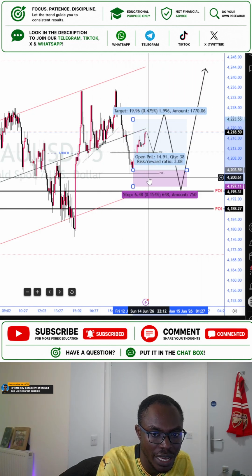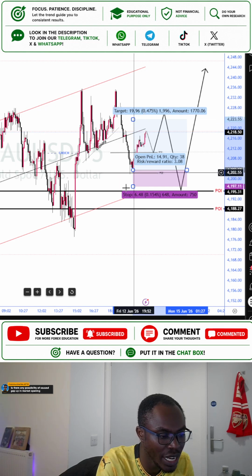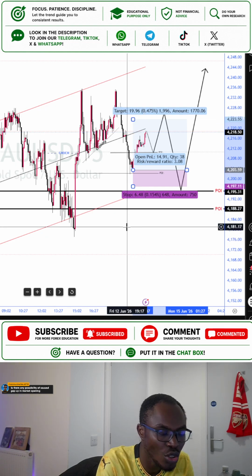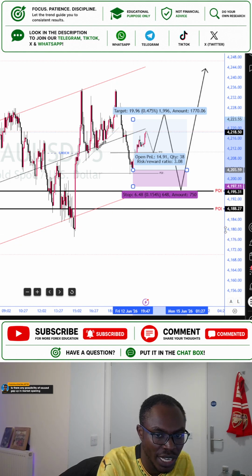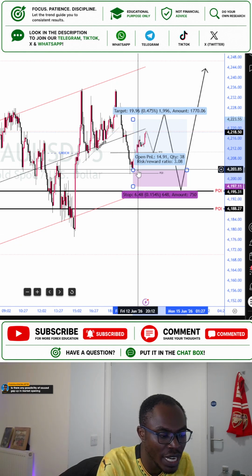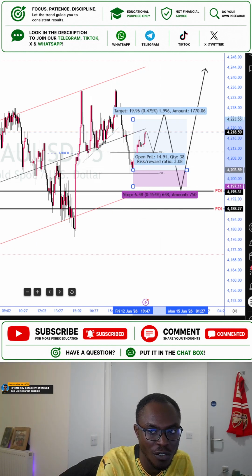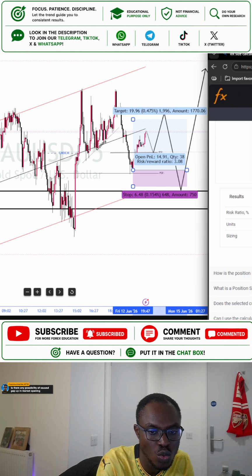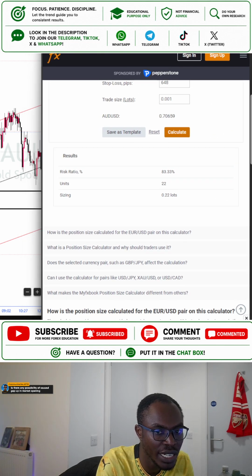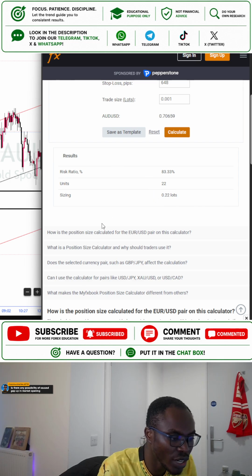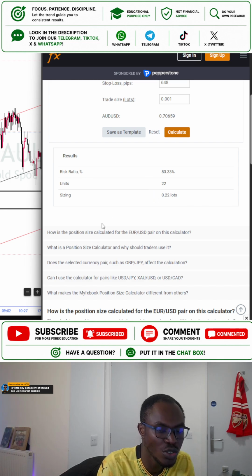For this trade here, if you are entering this trade and you have $120 in your account with the aim of risking $100, you will place the trade with a lot size of 0.22 to be able to risk the $100 for a $300. To be able to risk the $100 for a $300, you will place a lot of 0.22.